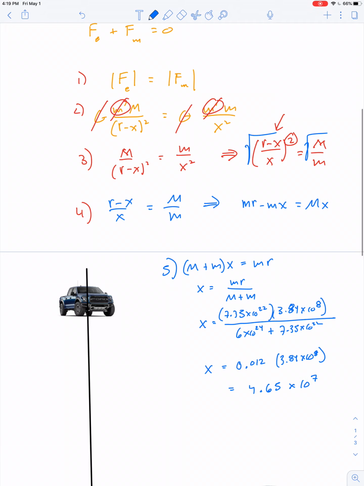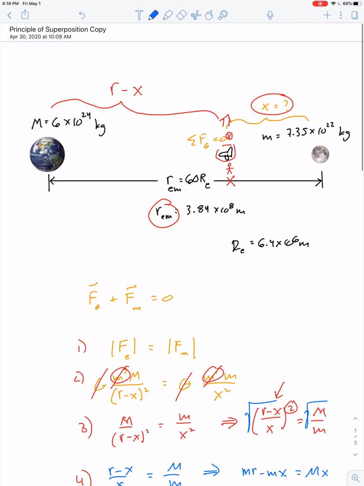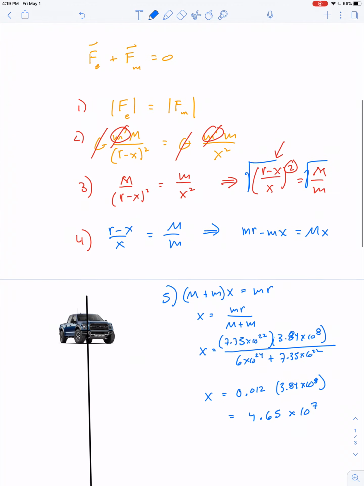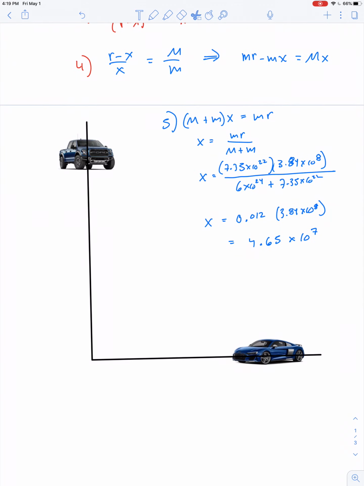So this distance is relatively small. I don't think I've drawn it correctly. I think the distance is even farther over here, much closer to the Moon than it is the Earth. But that makes sense because the mass of the Earth is so much greater than the mass of the Moon. So there's one example where we can apply this principle of superposition. Here's another one.